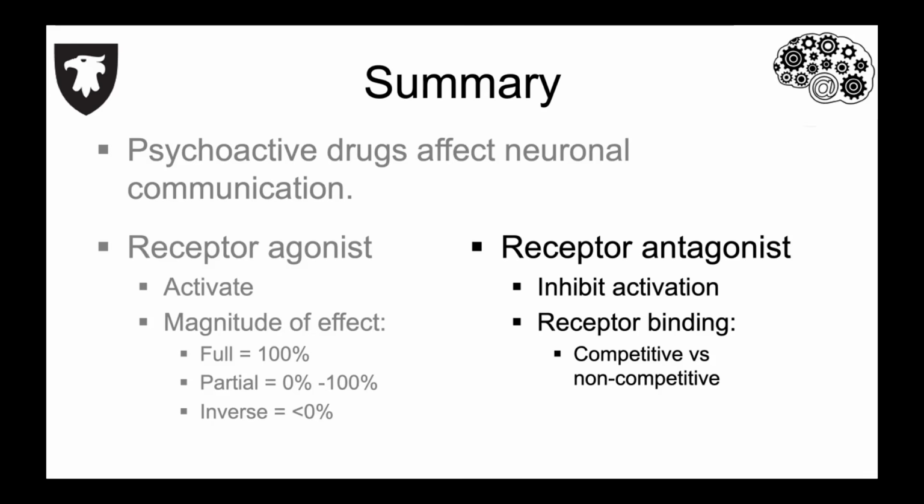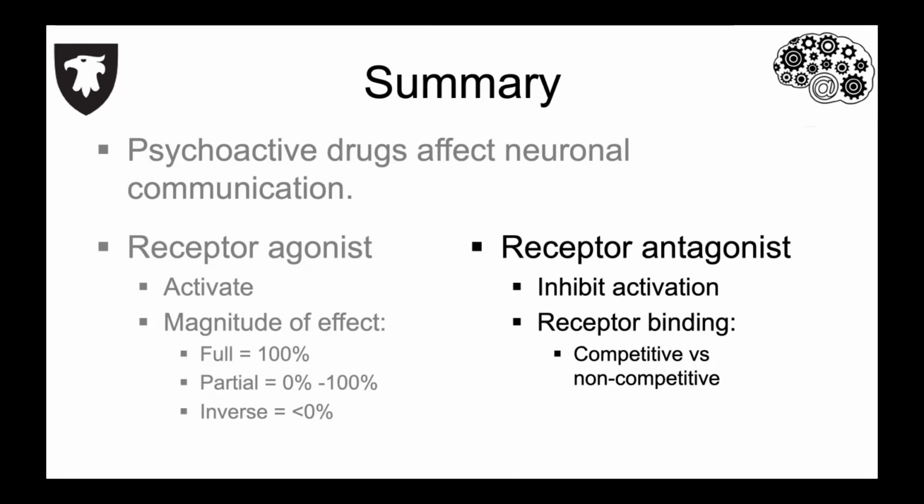Competitive antagonists compete against the neurotransmitter for the same receptor binding site, and receptor activation depends on which one binds first. The ratio of neurotransmitter to antagonist determines which one is more likely to bind, which then influences the overall effect on the postsynaptic neuron.